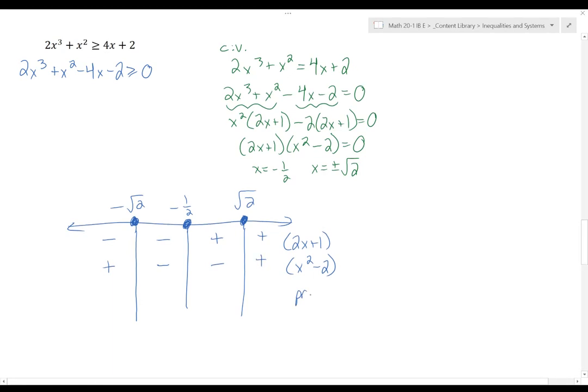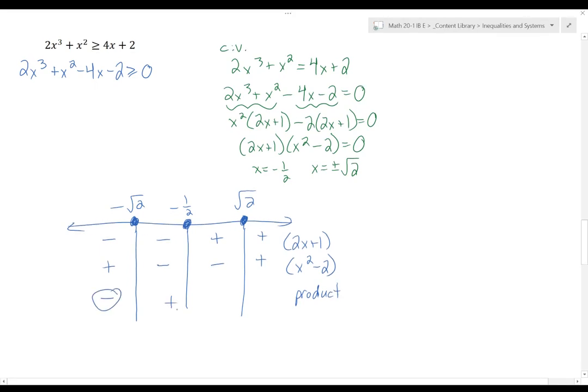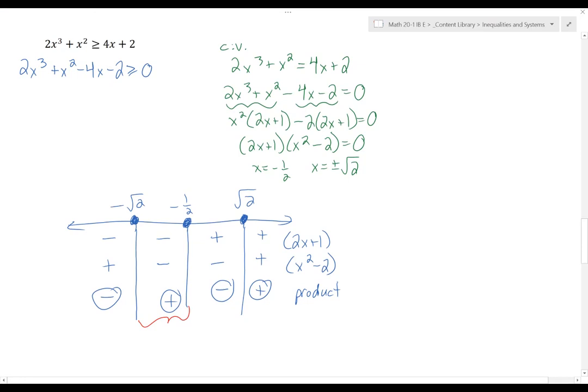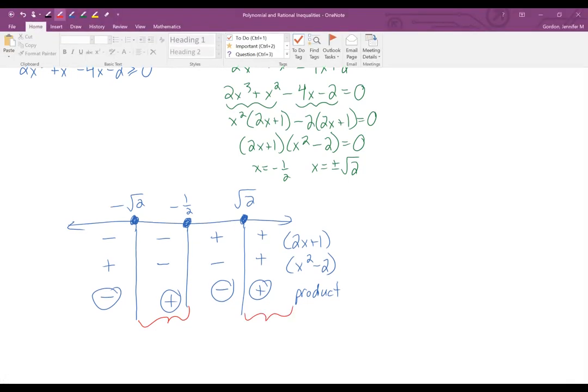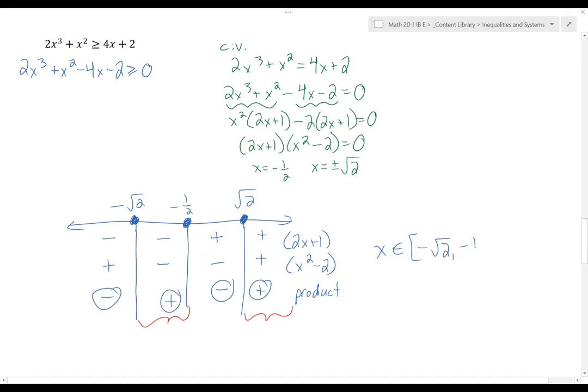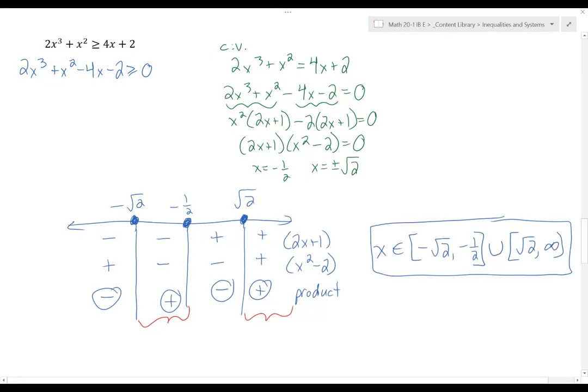So the overall product in each interval, I've got a negative, a positive, a negative, a positive. I want the ones where it is positive because I want to be greater than or equal to 0. So that means that my solution, x, is an element of the interval from negative root 2 to -1/2, inclusive of those boundary points, or root 2 to infinity. Infinity is never included, but all the other ones are. So there we have it.